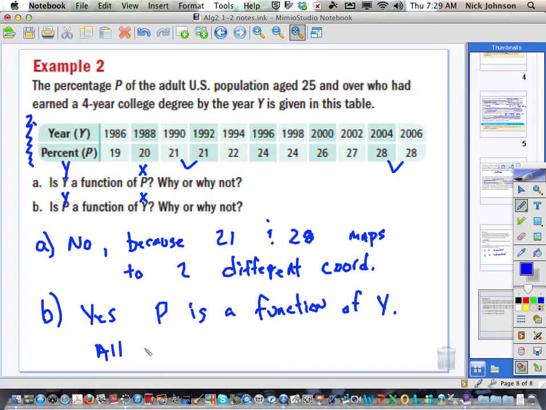All independent variables are different.